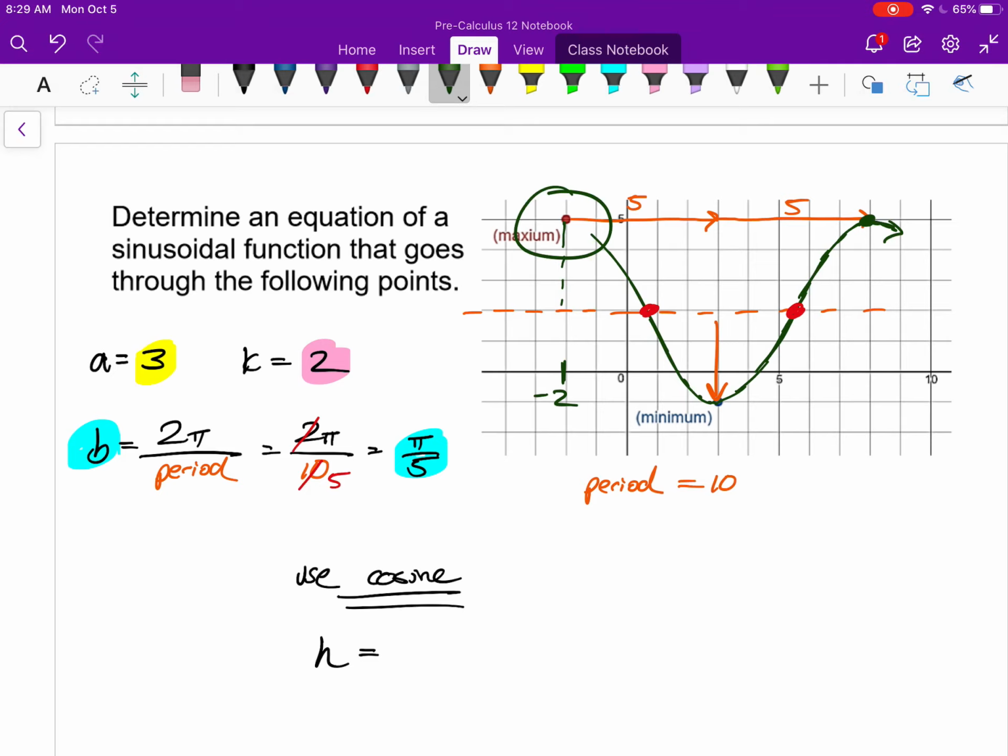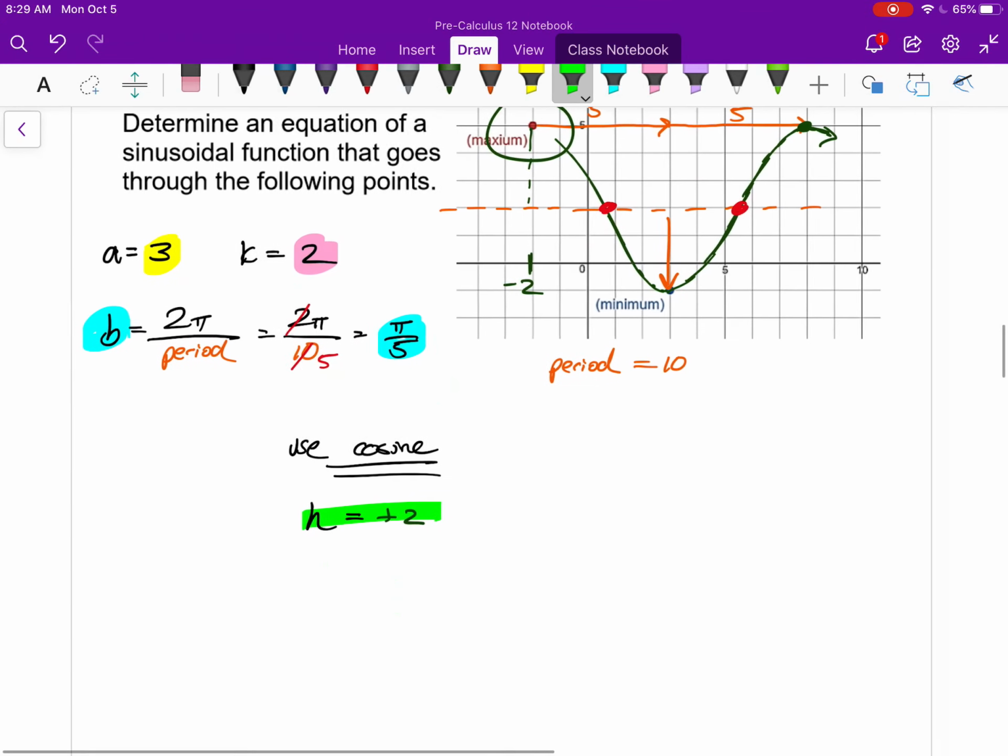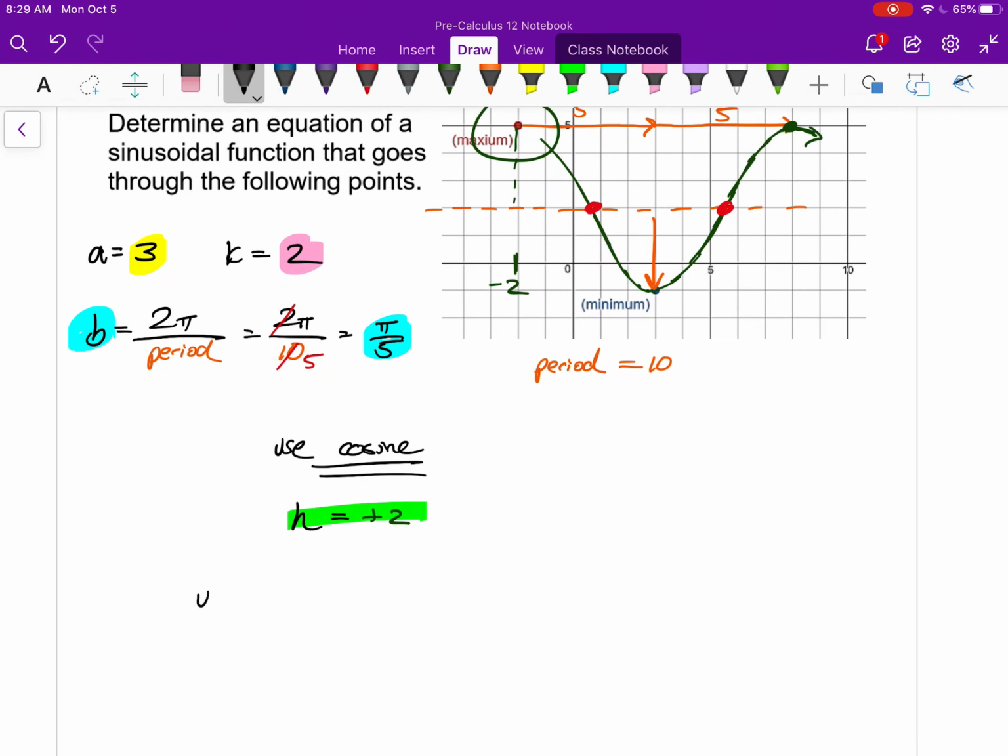I don't care what your function is. If you want to translate it 2 units to the left, you want to add 2 to your input. So my h value is +2. And so, put this all together. My equation will be y equals 3 times the cosine of pi over 5 times, brackets are key here, (x plus 2), all plus 2.